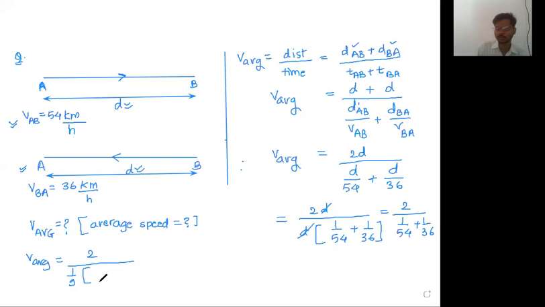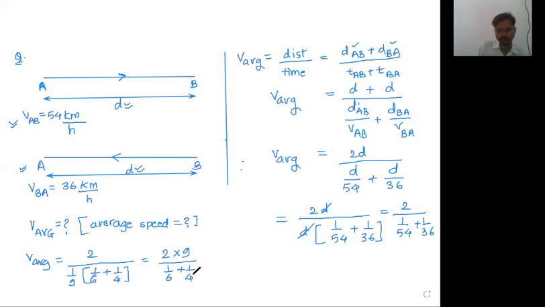So this 2 as it is, divided by 1 by 9 common. 9 into 6 is 54, plus 9 into 4 is 36. So 1 by 9 we took common, and this 9 goes into the numerator. Keep this 2 as it is into 9, divided by 1 by 6 plus 1 by 4.